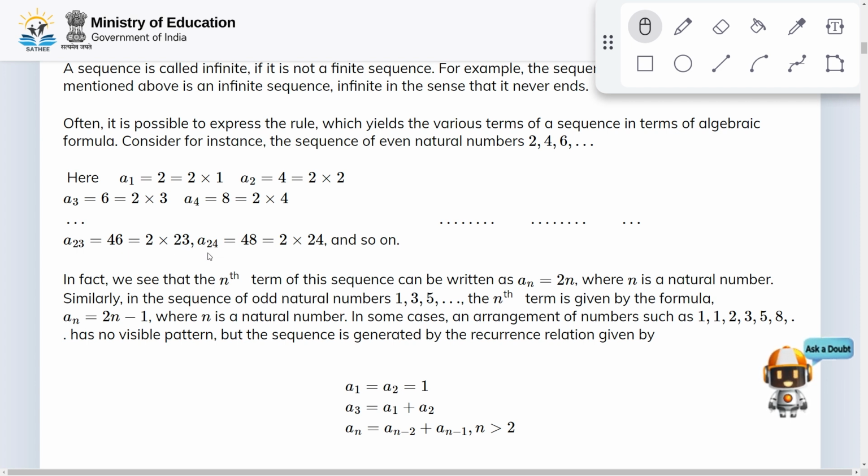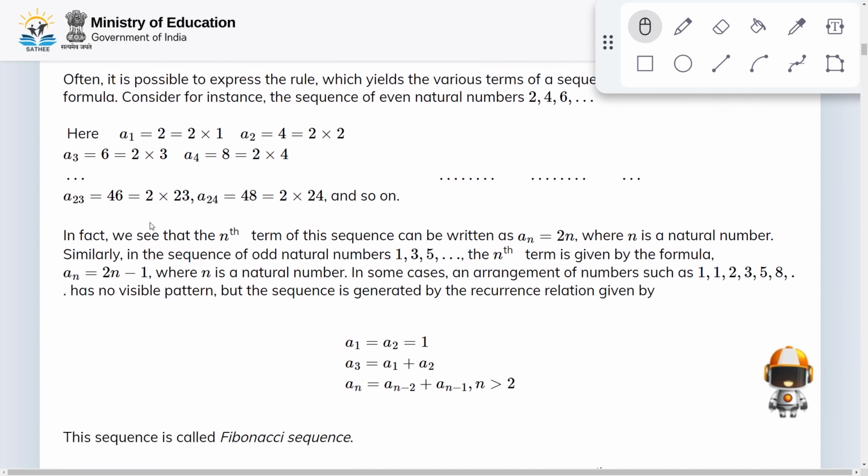At the 24th position, you will have 2 multiplied by 24, which means 48. Now you are able to answer what your number will be at the 1000th position or the 8000th position. Clear? It is very useful that if somehow we get the nth term expression, then you can answer a lot of things.